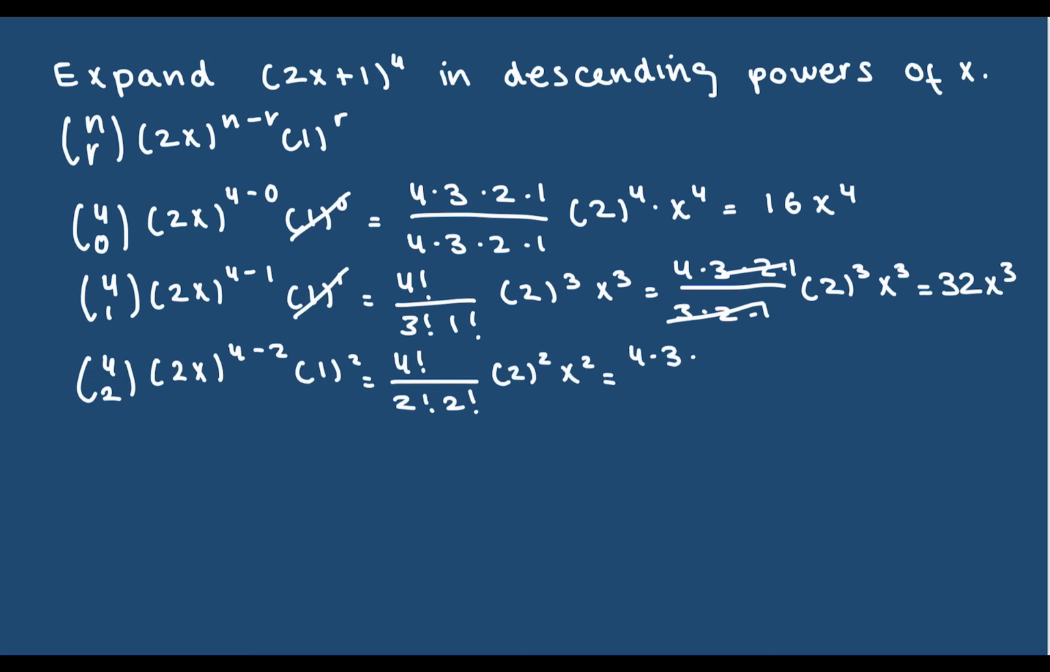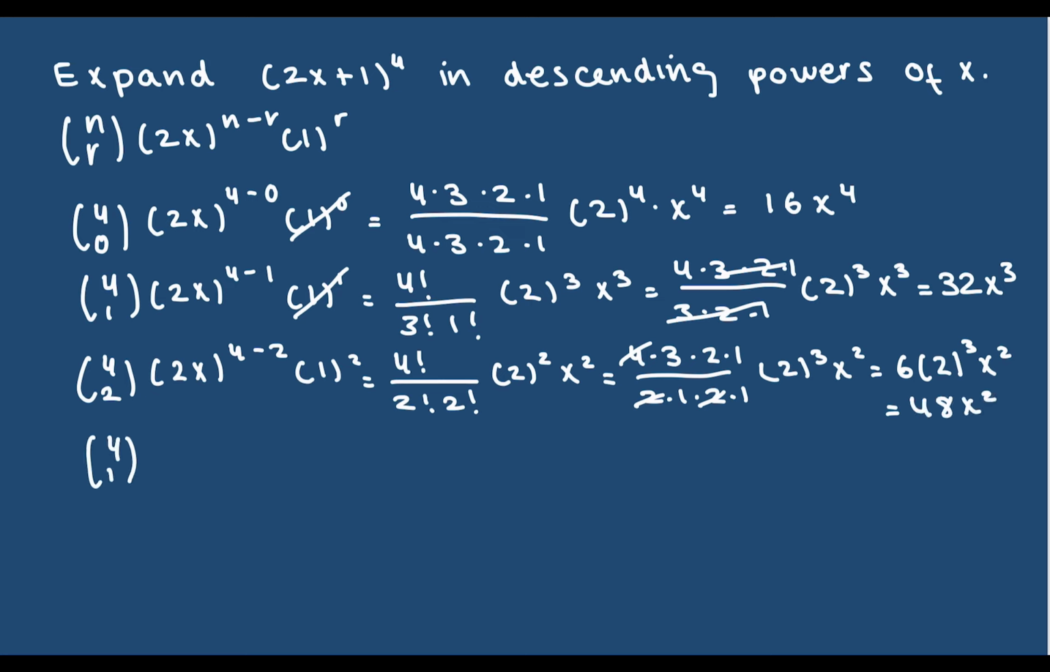So what we can do here is, since 2 times 2 is 4, we can just delete some things from the numerator as well, right? So we can delete the 4 with the 2 times 2 from the denominator. And once we get that, we get 6 times 2 to the power of 3 x squared, which is just 6 times 8, which is 48x^2. We now do the same thing, 4 on 1, 2x to the power of 4 minus 3 times 1 to the power of 3.